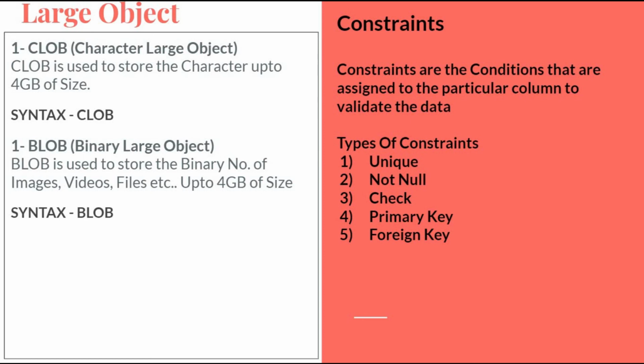Basically there are 5 types of constraints. First one is unique, second is not null, third is check, fourth is primary key, and fifth is foreign key. So this is the basic definition of constraints. We will cover the whole constraints concept in the next slide. So keep in touch, just keep learning these things.